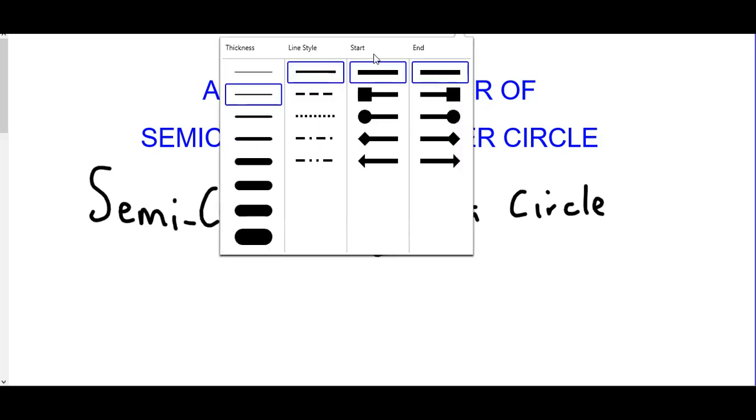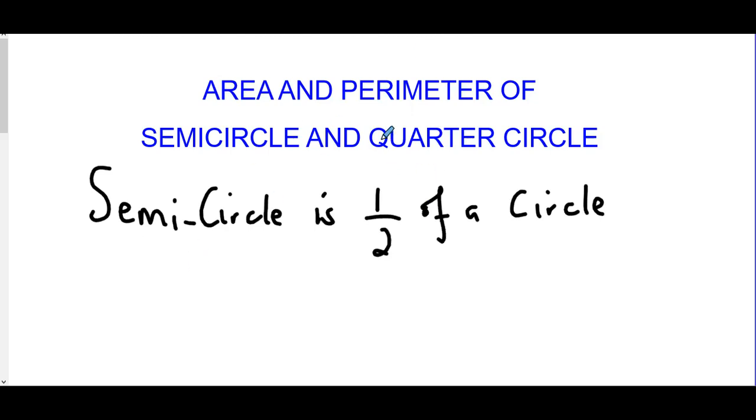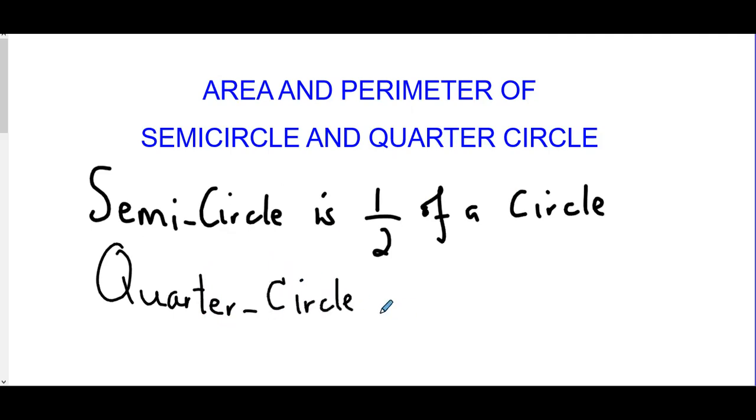And what do we mean by saying a quarter circle? Quarter means 1/4. So a quarter circle is 1/4 of a circle. These are the definitions of a semicircle and a quarter circle, so you need to know the difference between the two.